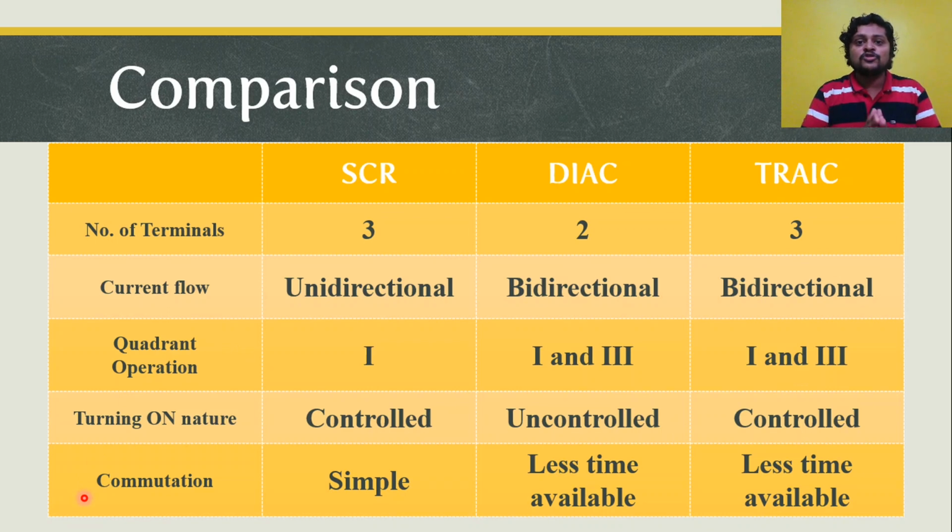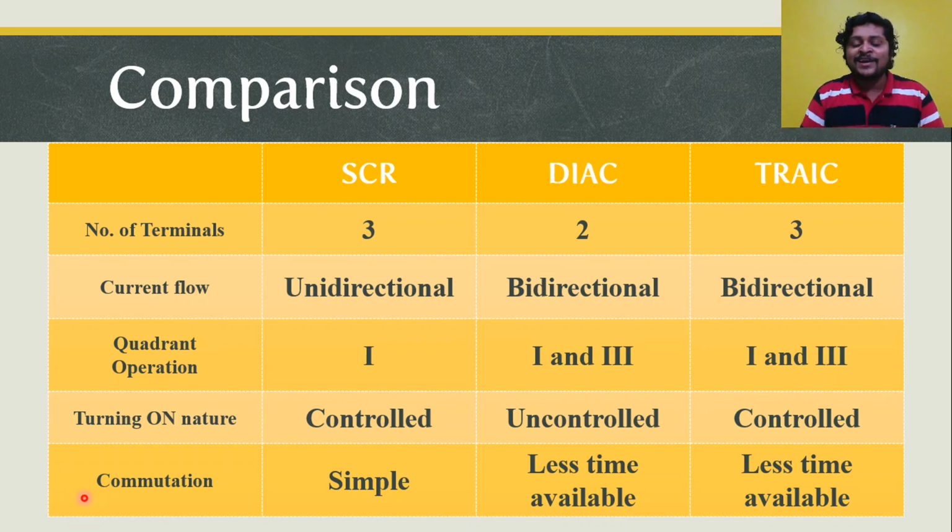Now if you compare on the basis of commutation, which is nothing but the process of turning off, for the SCR we have plenty of commutation methods like natural commutation and forced commutation. In forced commutation we have many techniques available. So it is simple to turn off the SCR. Simple in the aspect that if we go for AC supplies, once the anode current decreases below the holding current value, we have plenty of time to turn off the SCR. So the negative half cycle is also available for us.